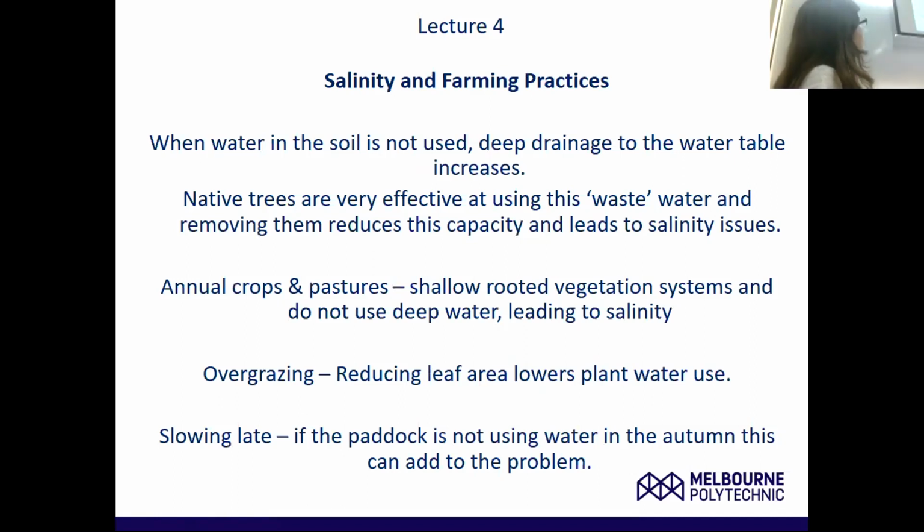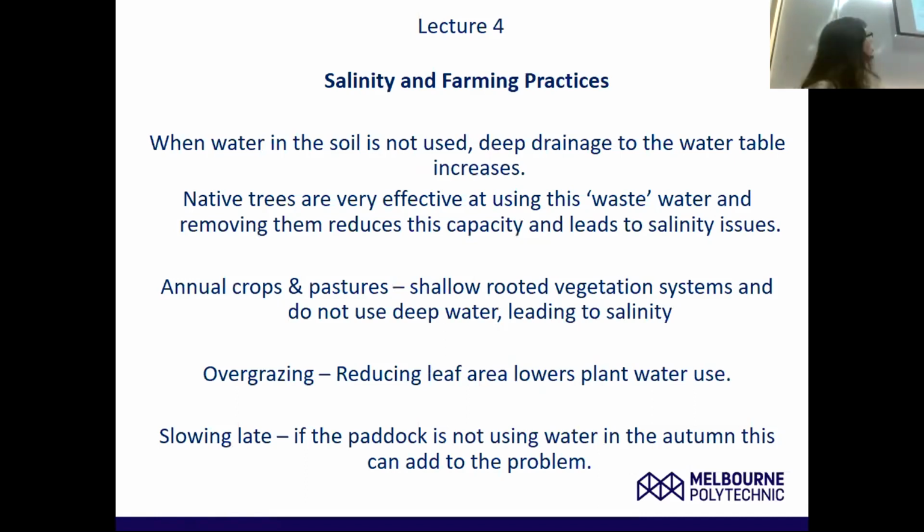Other problems with salinity is overgrazing. By reducing leaf area, this lowers plant water use, and that then changes how much water and salinity moves, because if you have fewer plants, you've got less evaporation, so the water profile will move by how much green matter you have. That's important. Annual crops and pastures have different impacts, so you have to look at the rooting impact. Shallow rooted vegetation systems will be different to deep rooted vegetation systems, for example.